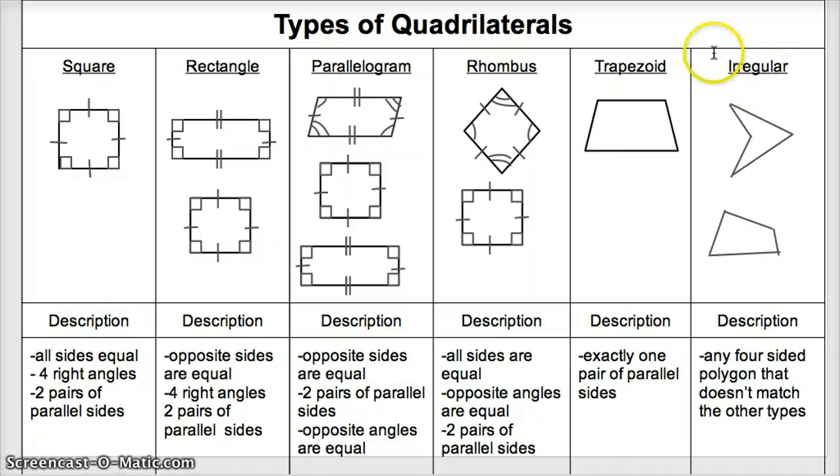Last one you need to know is irregular. Basically, it's any polygon with four sides that does not fit any of these previous descriptions. If it's not a square, not a rectangle, not a parallelogram, not a rhombus, and not a trapezoid, but it has four sides, then it's an irregular quadrilateral. Just means that it's a polygon with four sides, and it does not specifically have a set name. It's irregular. And here are two examples of irregular polygons, or quadrilaterals.